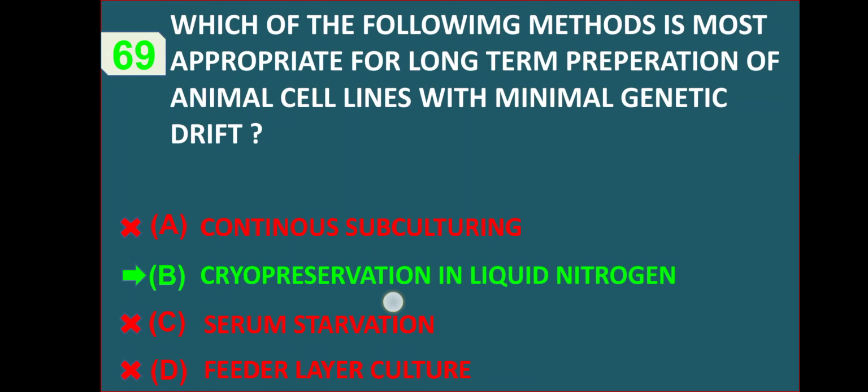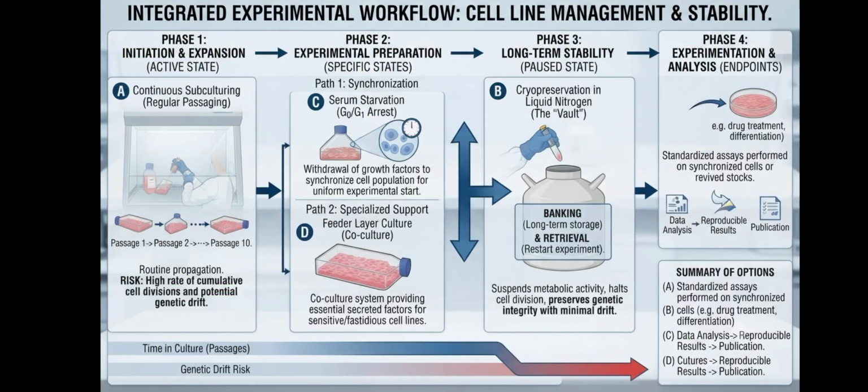So in all three options, that is subculturing, serum starvation, and feeder layer culture, there is a chance of DNA replication taking place, isn't it? Because the metabolic activities are continuously going on. But in cryopreservation in liquid nitrogen, the cells have been stopped, and the metabolic reactions, that is DNA replication, transcription, and translation, have been stopped. So there is no question of genetic drift, that is deviation of the genome that the cell contains, isn't it?